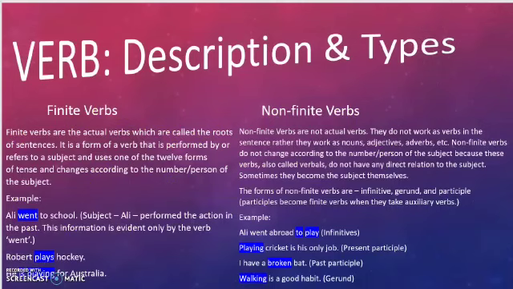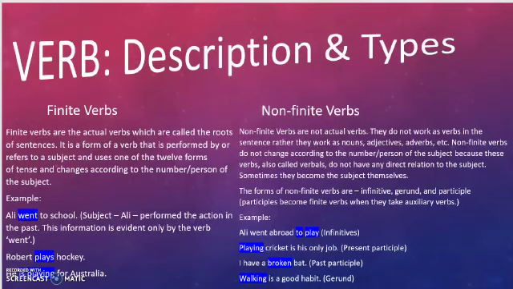Now, again we look at the types of verbs. Finite verbs. Now, what are finite verbs? Finite verbs are the actual verbs which are called the roots of sentences. It is a form of a verb that is performed by or refers to a subject and uses one of the 12 forms of sentence and changes according to the number or person of the subject. For example, Ali went to school. Now here, Ali is the subject that performs the action in the past. This information is evident only by the verb went.